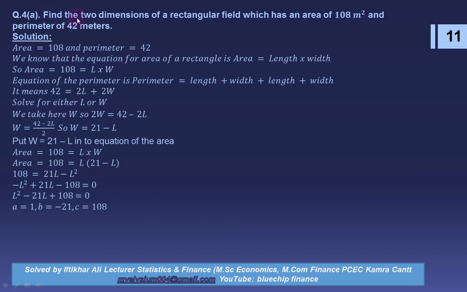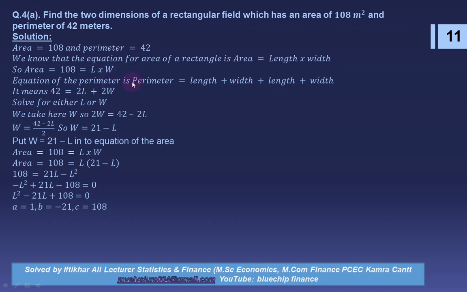Question number 4, part A: find the two dimensions of a rectangular field which has an area of 108 meters square and a perimeter of 42 meters. Area, as we discussed before in the previous papers, is equal to the length multiplied by breadth or width, and the area here is 108 and the perimeter is 42. We know the equation for the area of a rectangle is area equals length multiplied by width. So 108 equals length multiplied by width. This 108 represents the product of length and width.